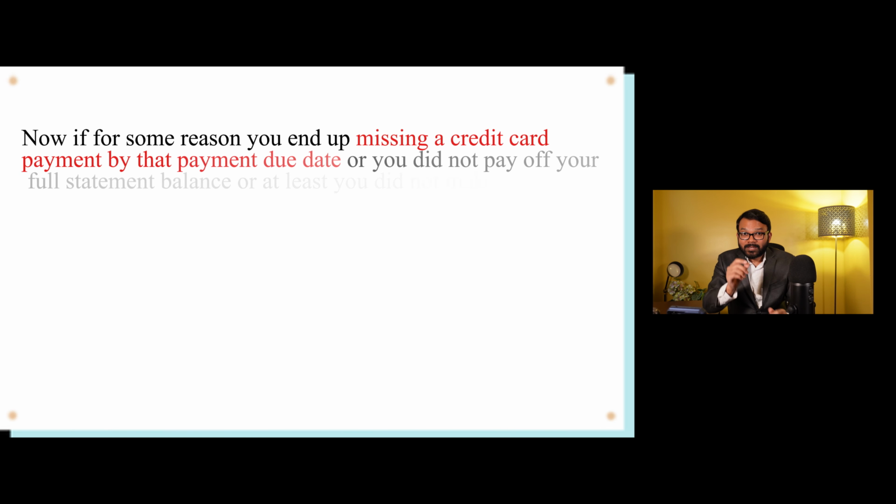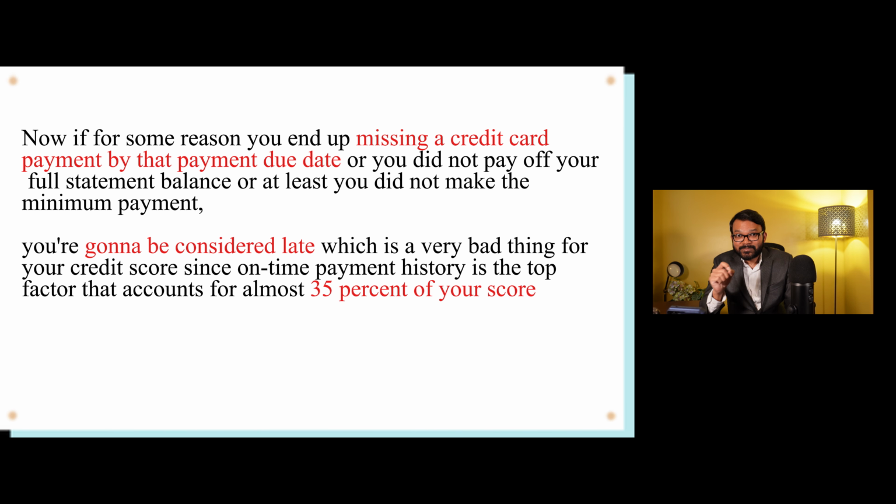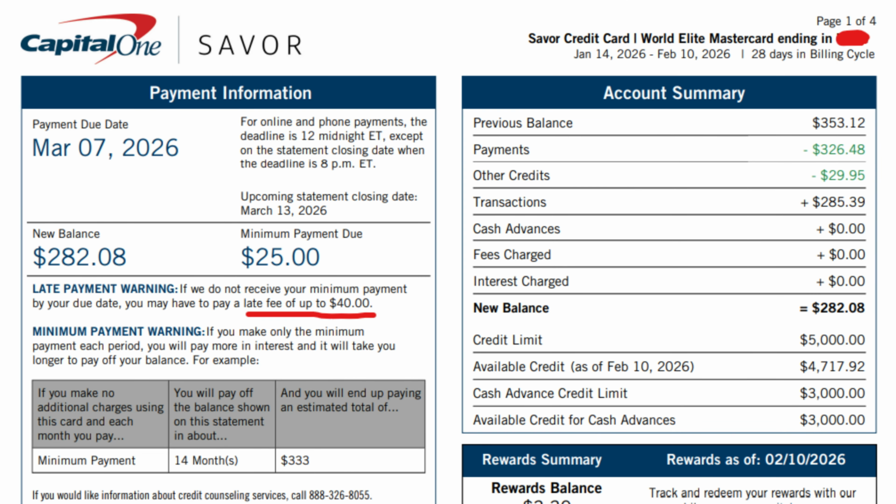Now, if for some reason you end up missing a credit card payment by the payment due date, or you did not pay off your full statement balance, or at least you did not make the minimum payment, you're going to be considered late, which is a very bad thing for a credit score, since on-time payment history is the top factor that accounts for almost 35% of your score. You'll also get hit with a late fee of around $30 to $40, like you can see here on my credit card statement.